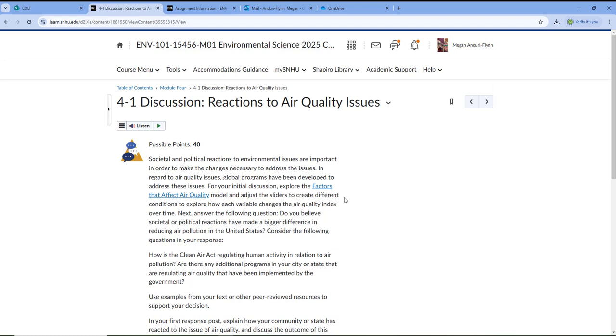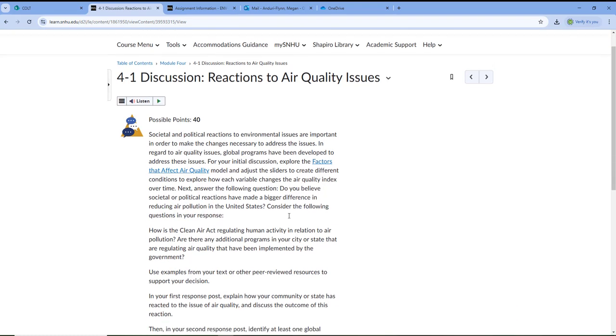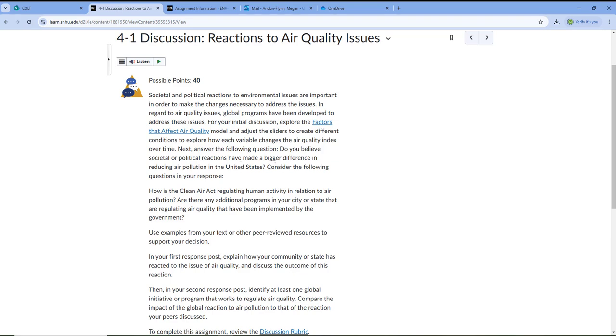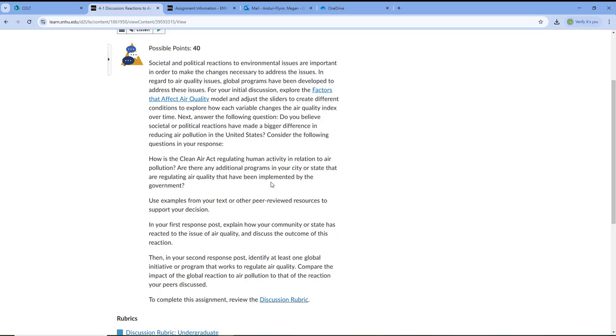And then once you've made some notes on how each variable changes the air quality index, next you're going to answer the following question. Okay, so do you believe societal or political reactions have made a bigger difference in reducing air pollution in the United States? Okay, so to answer that question, you're going to need to consider some other questions.